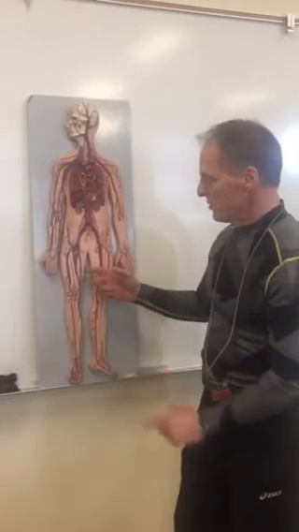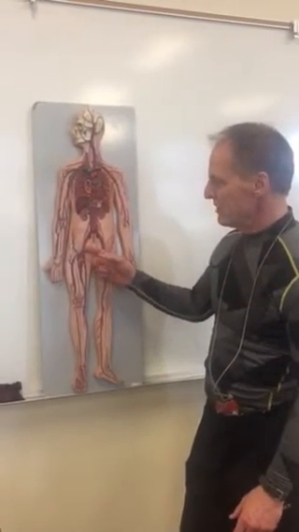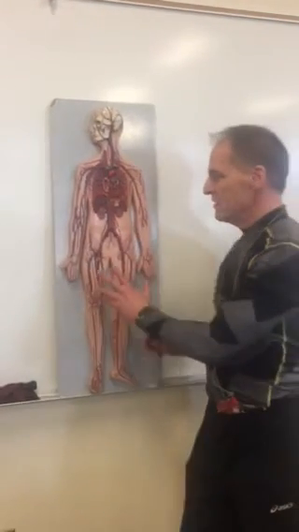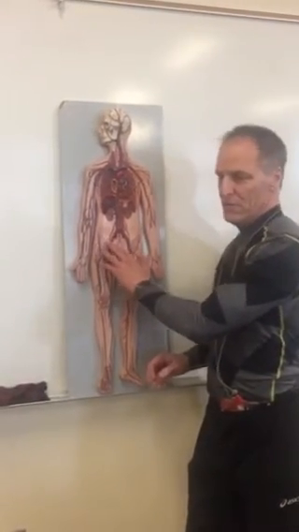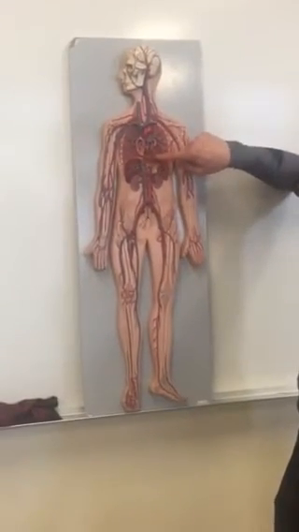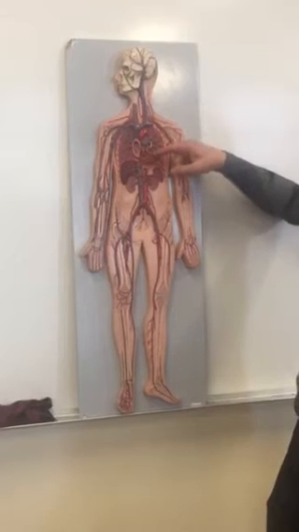Okay, so blue refers to deoxygenated, red refers to oxygenated, but in real life these veins aren't blue and red. That just helps us to learn. So let's start at the heart. We're at the left side of the patient, left ventricle.